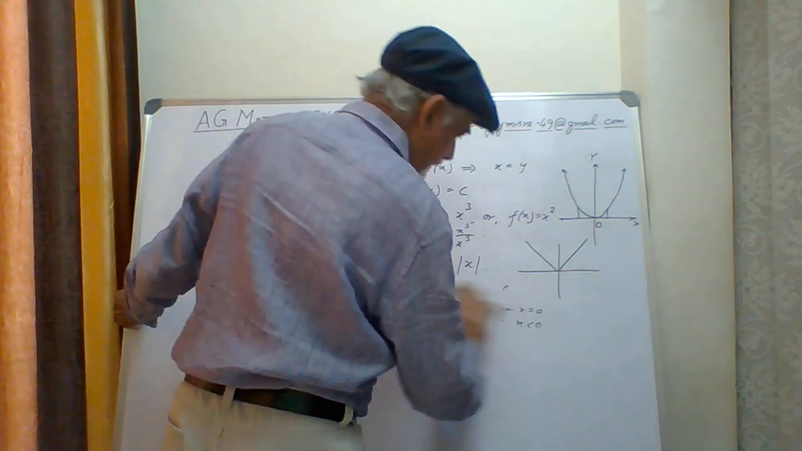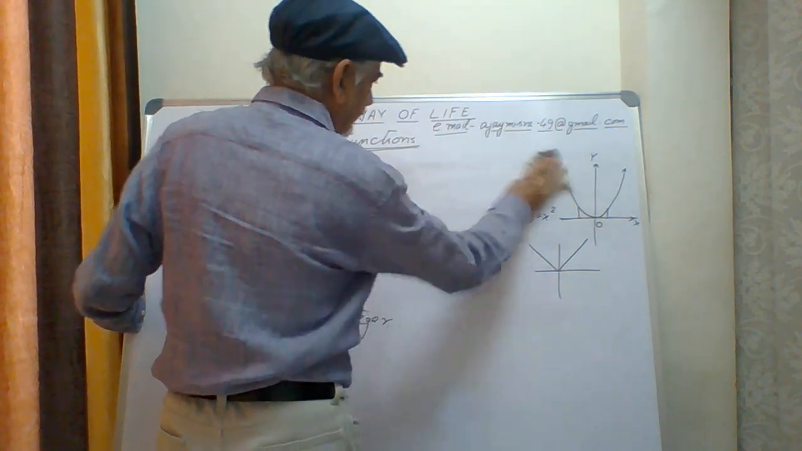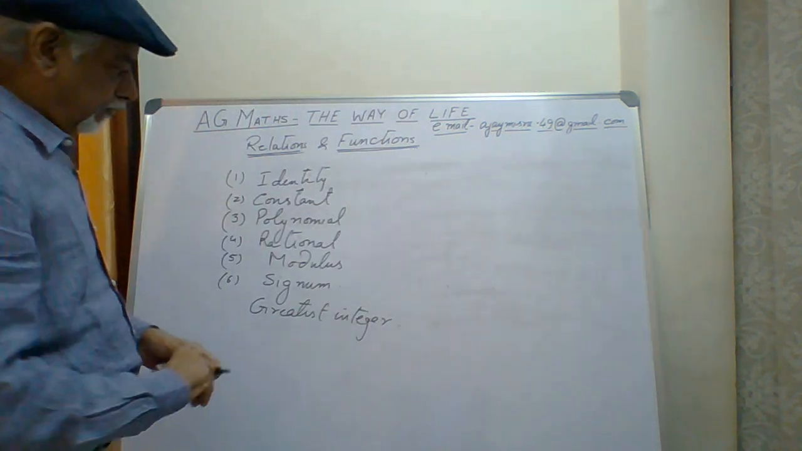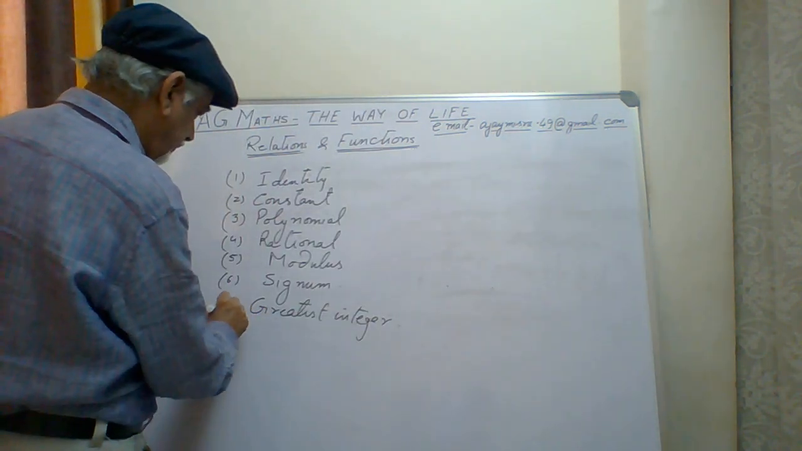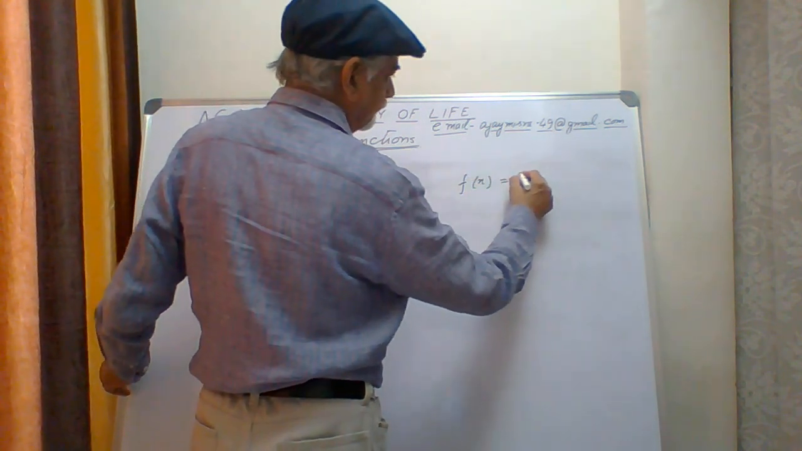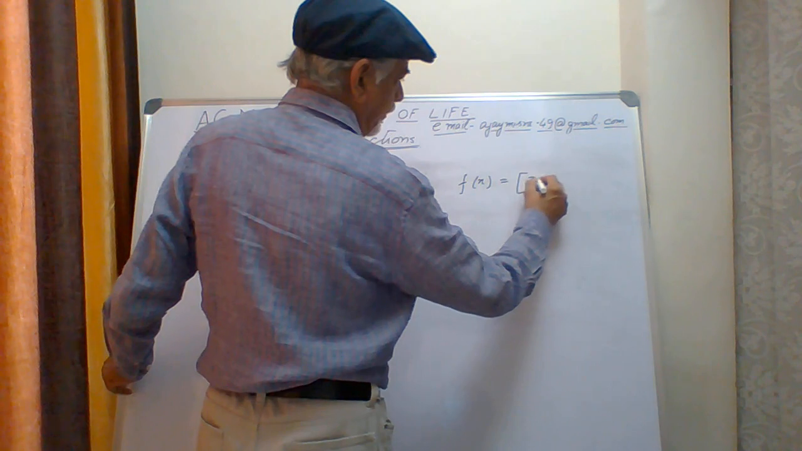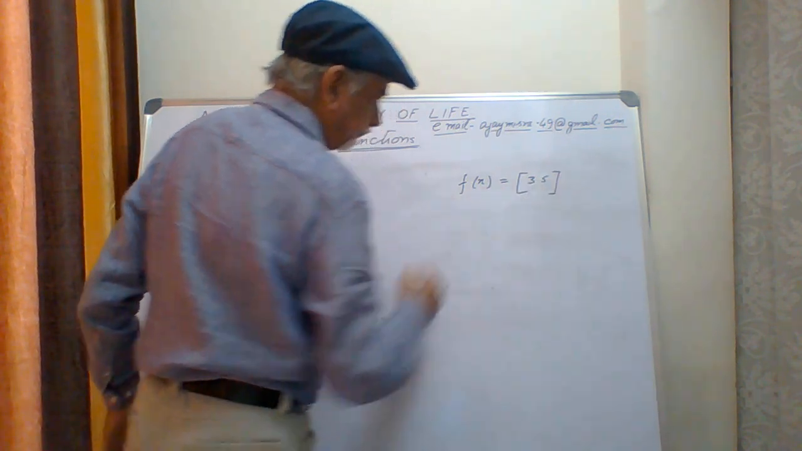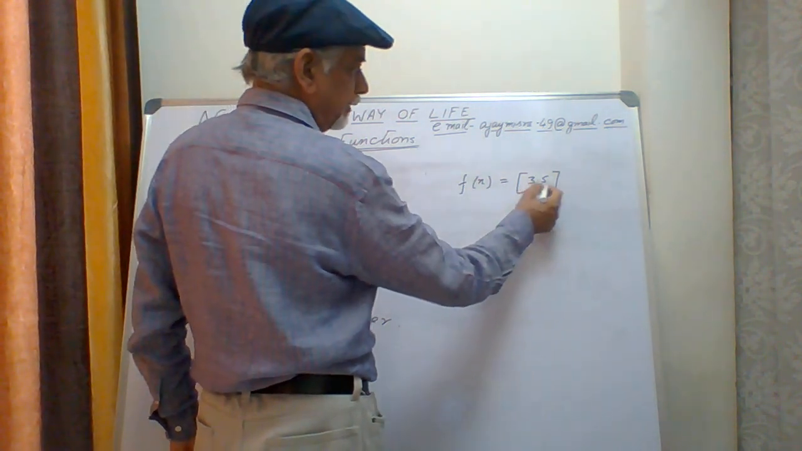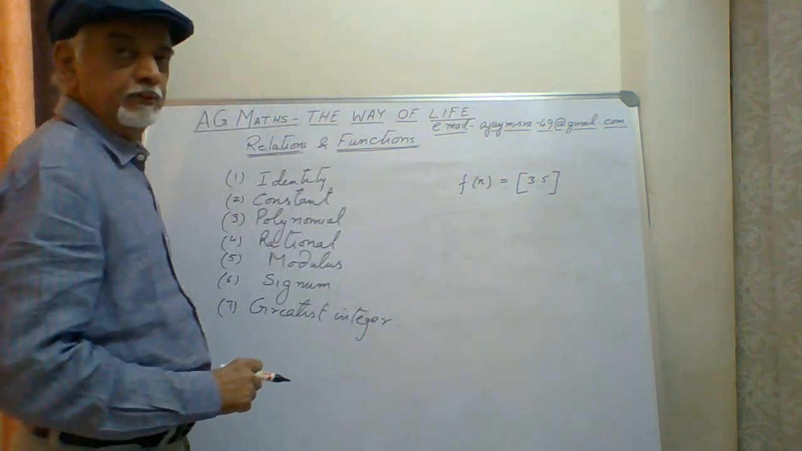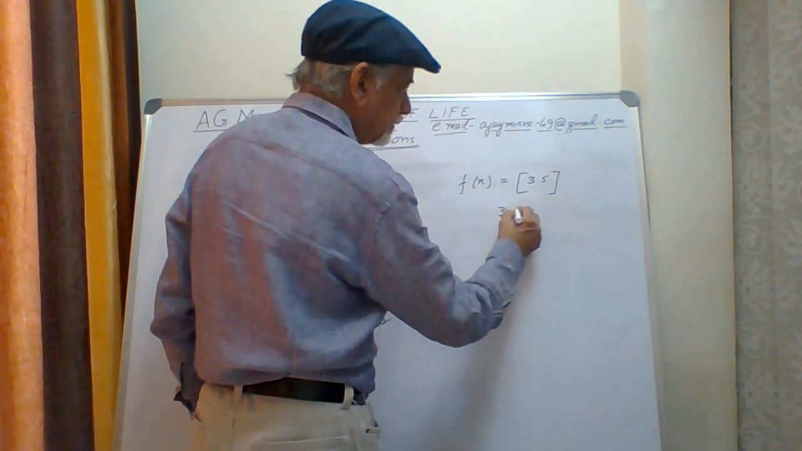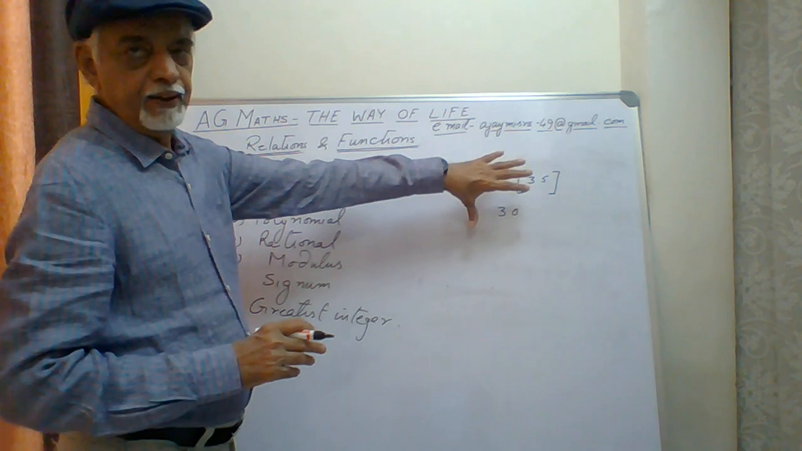Now, what is the greatest integer function? The greatest integer function is when I write the function f(x) is equal to 3.5. The greatest integer here, closer to the number, is what? 3. 3 is the whole number which is greatest possible in this figure.